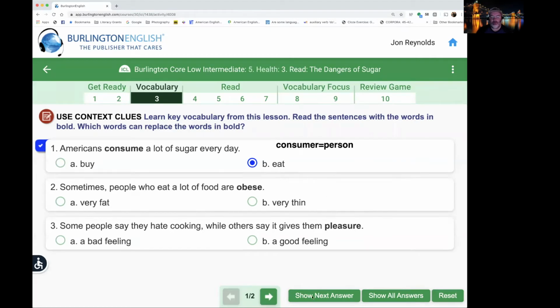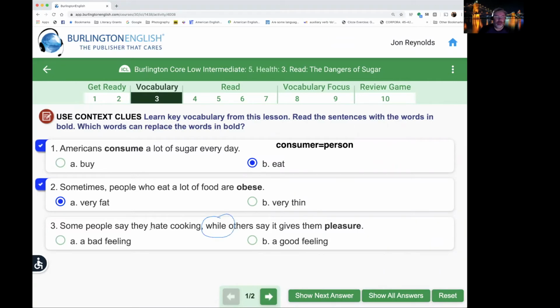Okay, so what did you say for the next answer? Is obese fat or thin? Well, in this case, obese means very fat. Number three, so is pleasure a bad feeling or a good feeling? Well, to help us understand the answer here, we have to look at a very important word, and that is the word in the middle of the choices.